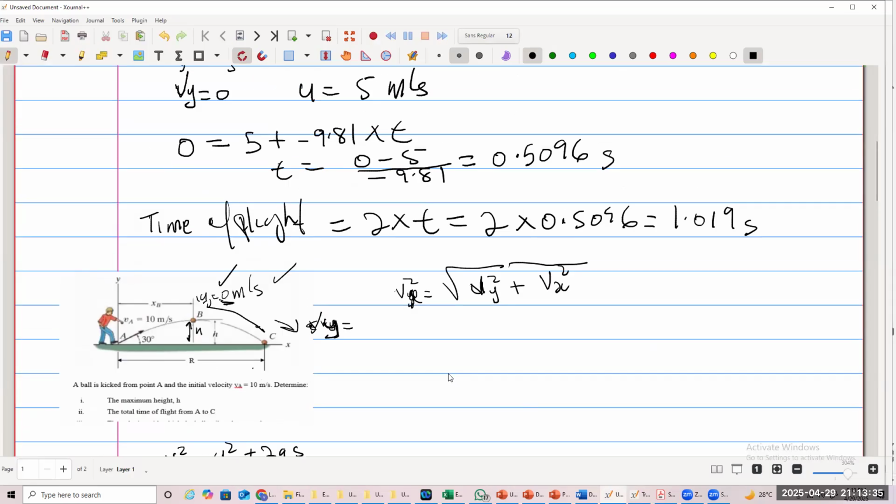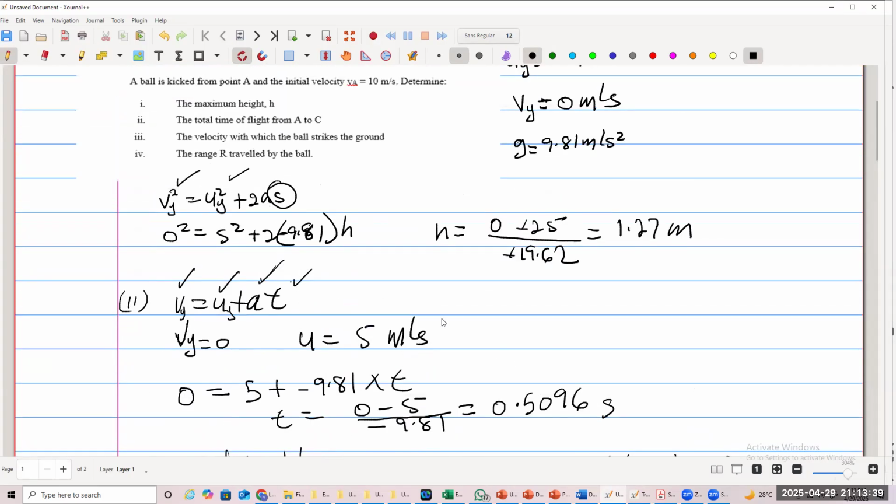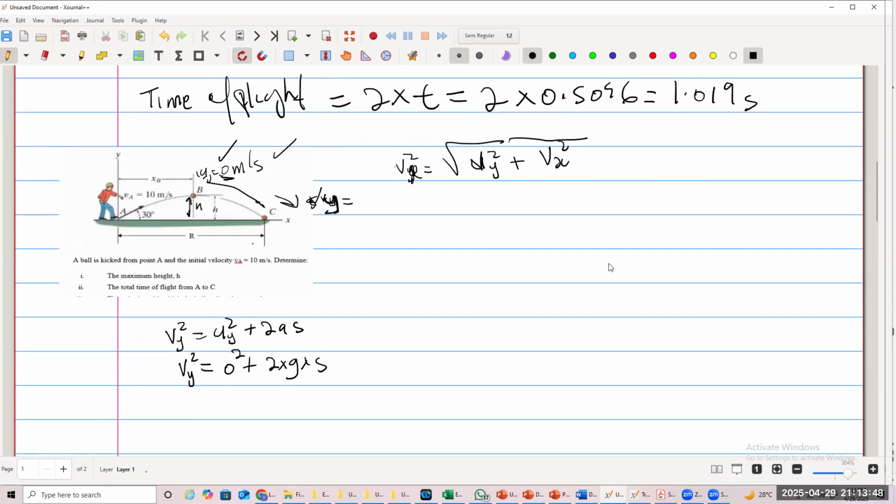What was the S we worked out? What was the maximum height? Didn't we work it out? See it here? It says H was what? 1.27. So it would have been Vy square equals 0 square plus 2 times 9.81 positive times 1.27. What do I work out?